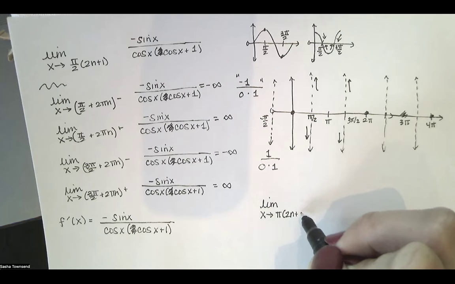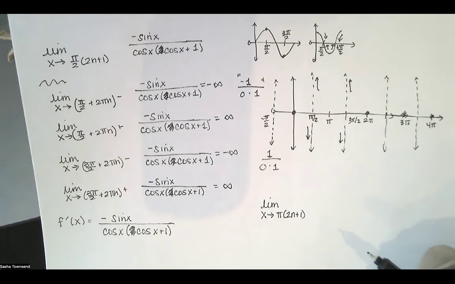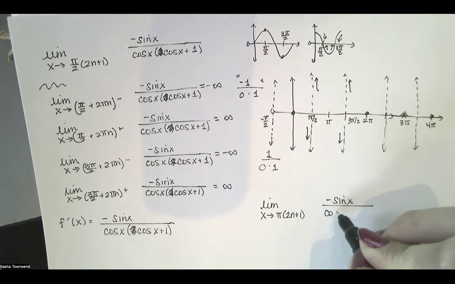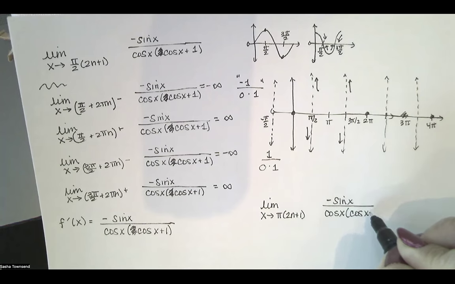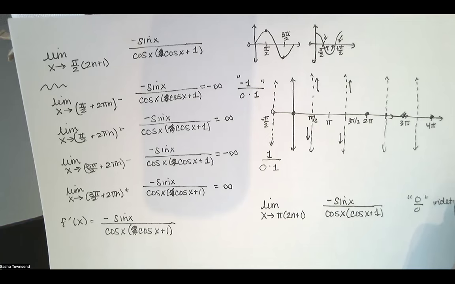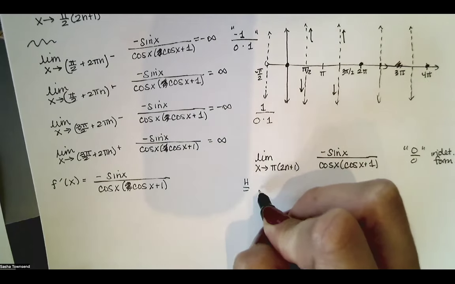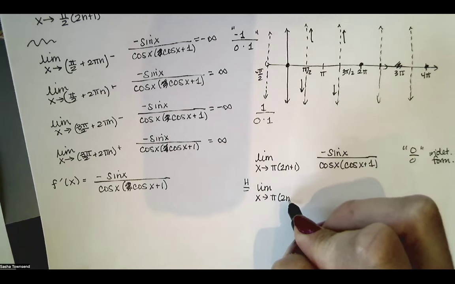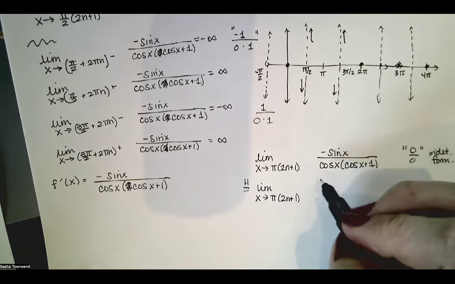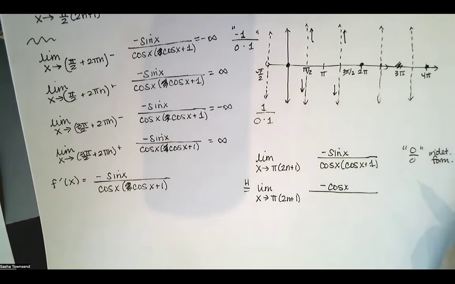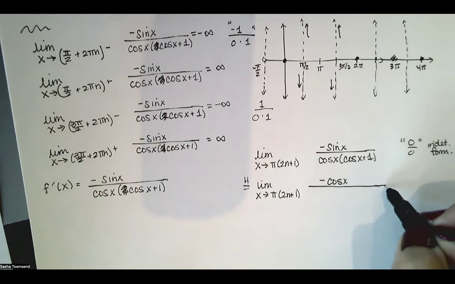Plus 2 pi n, and if we factor out that pi, we've got pi times 2n plus 1. We have negative sine of x divided by cosine of x times cosine of x plus 1. And that's a 0 over 0 indeterminate form. Okay. So we can use L'Hopital's rule for that. So the limit of this expression is equal to the limit of this expression. Take the derivative of the numerator, which is negative cosine of x, and you divide by the derivative of the denominator. If you want to, you can use the product rule. You don't have to do that.